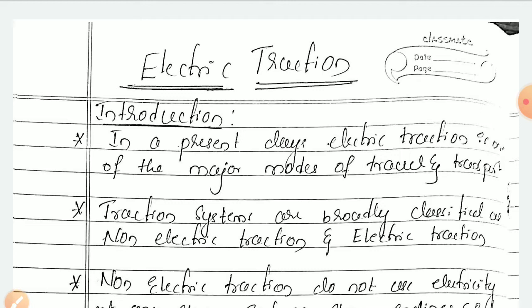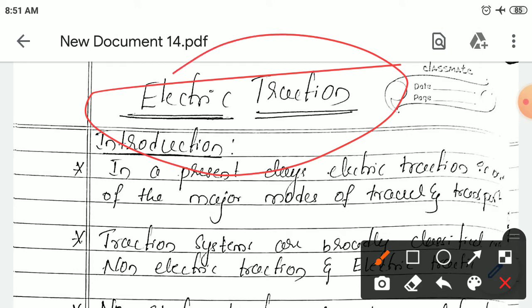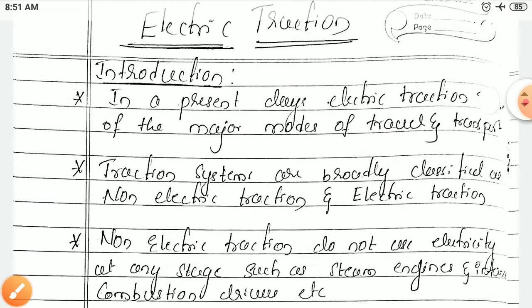Okay. So what is electric traction? If you are using electricity for the purpose of movement from one place to another, that is called electric traction. Okay. So in present days, electric traction is increasing in the major modes of travel and transport. In the majority of the modes of travel and transport nowadays, electric traction is getting importance day by day. Okay.